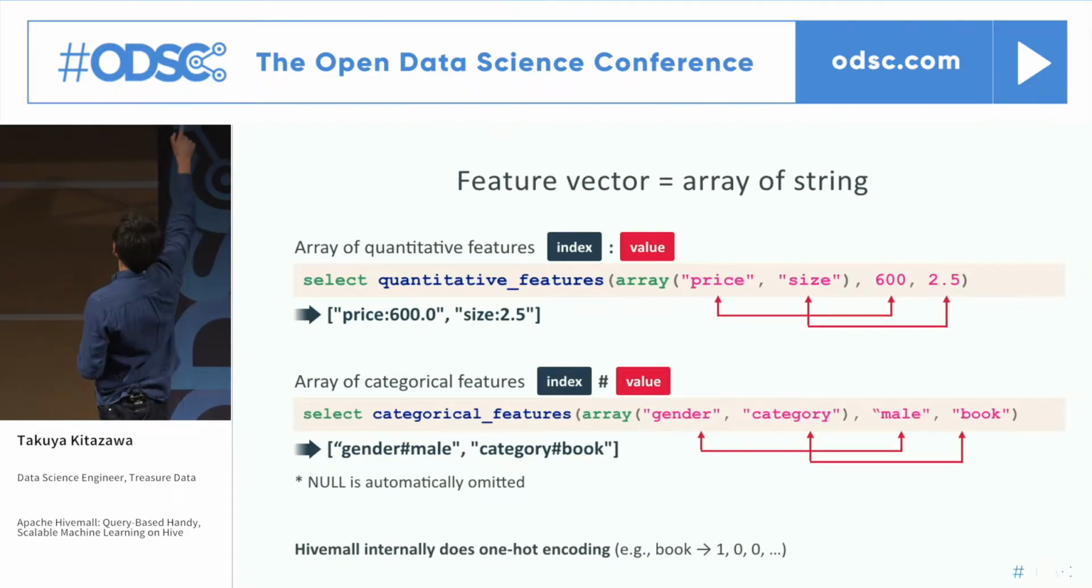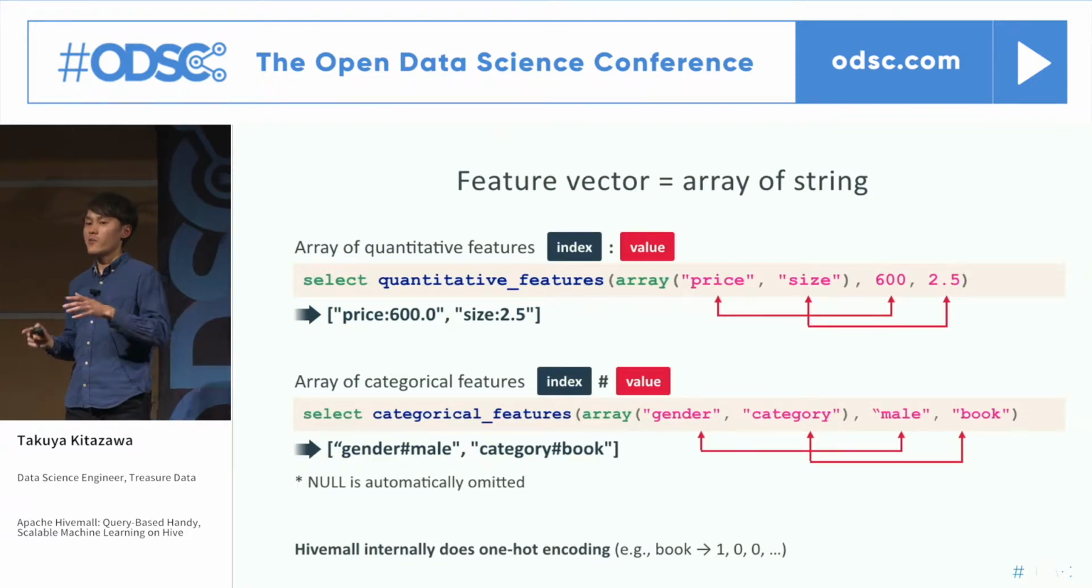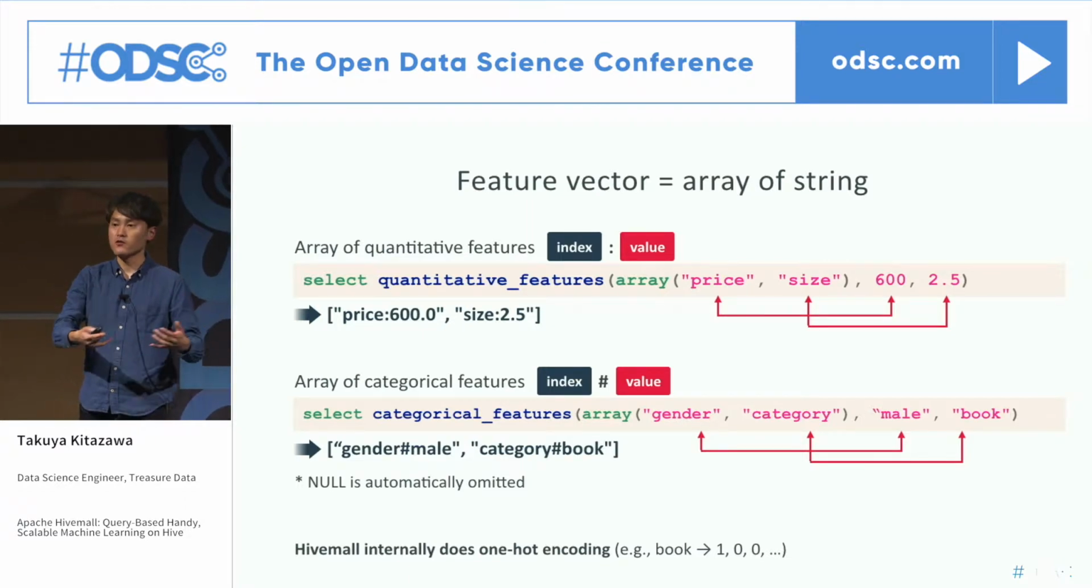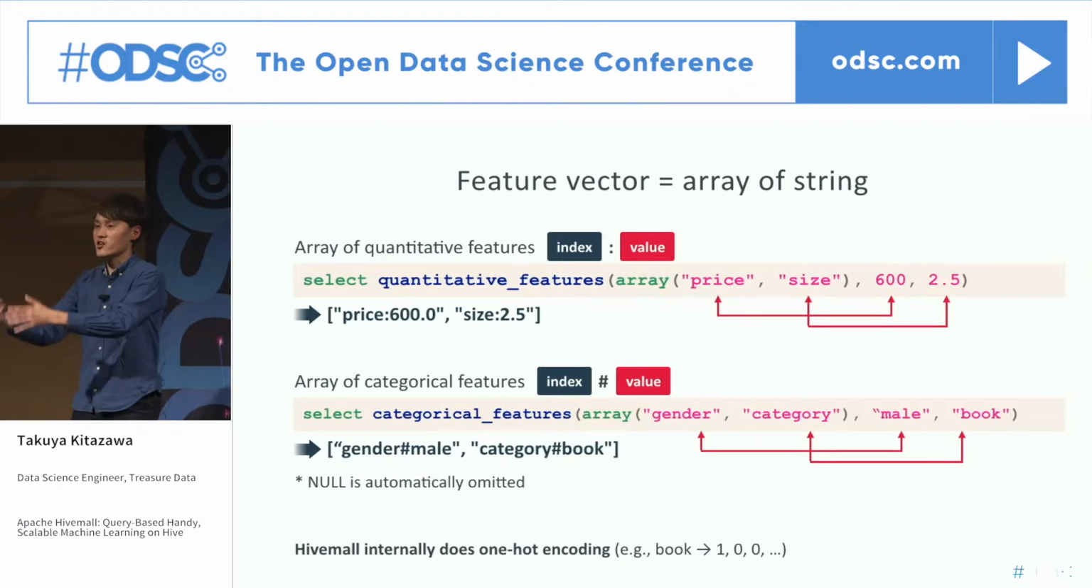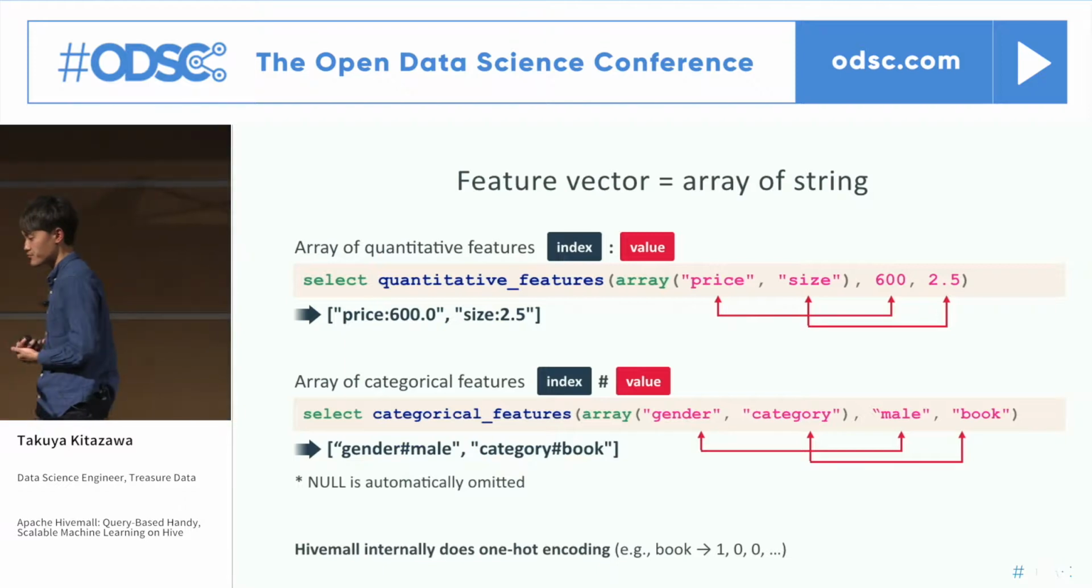So let's see, this example says the first feature is gender and the value is male. In this case, gender#male represents the male value for a categorical feature named gender. So if another record says gender#female, in that case, Hivemall automatically converts this feature named gender into a one-hot encoded representation as a table.